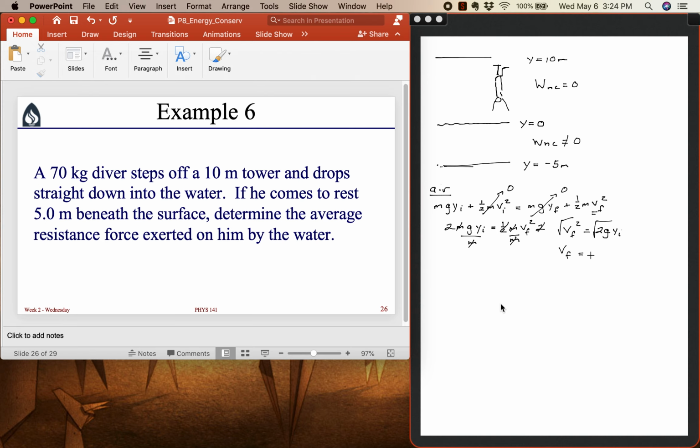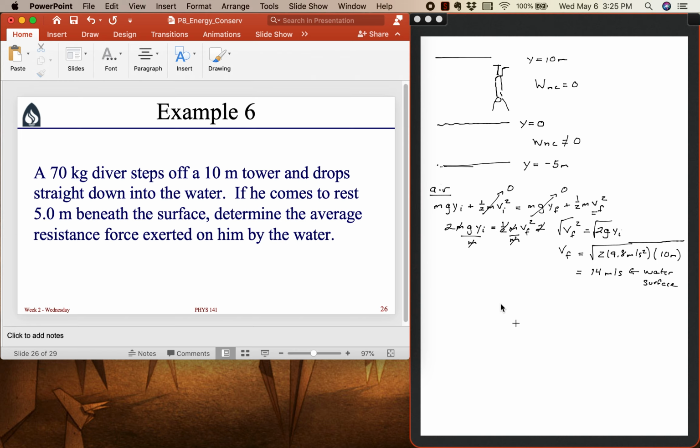And so v final is going to be equal to the square root of 2 times 9.8 meters per second squared times the initial height, which was 10 meters. So that's going to give me a final velocity of about 14 meters per second. All right, so that is the final velocity. That's the velocity when the diver reaches the surface of the water. So this is at the water surface.